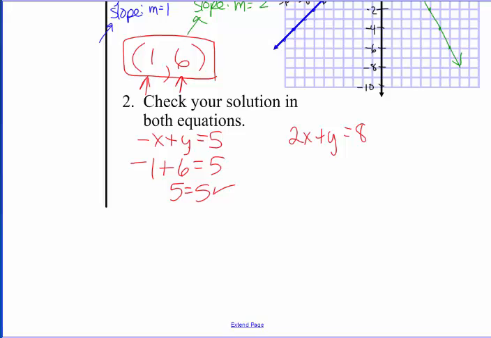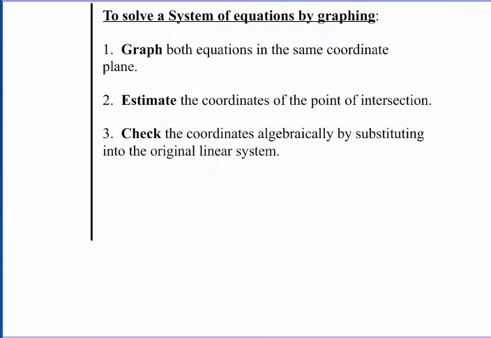Now we got to make sure that it works in the other one. 2 times x. X is 1. Y is 6. 2 times 1 is 2. 2 plus 6 is 8. 8 equals 8. Yes, it does. So it does work in both equations. That is my solution. This is just kind of a how do you solve using graphing?